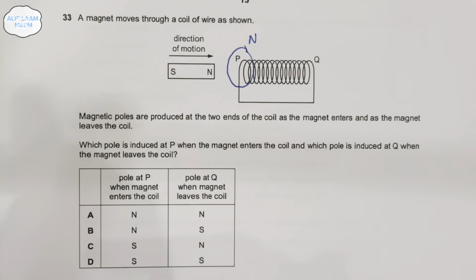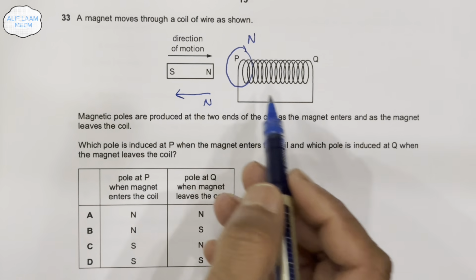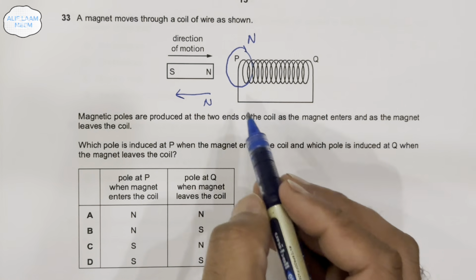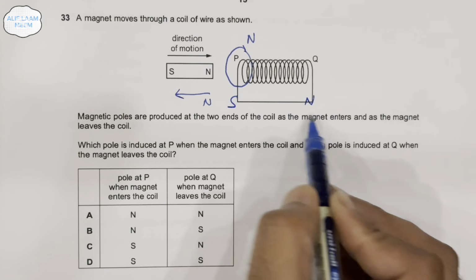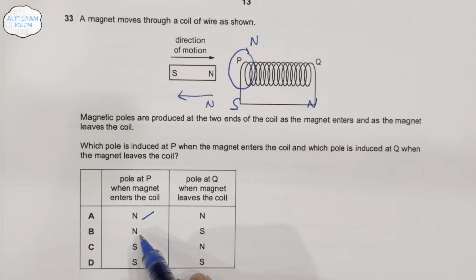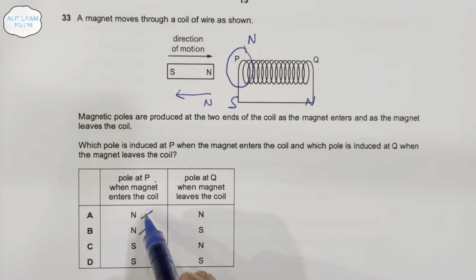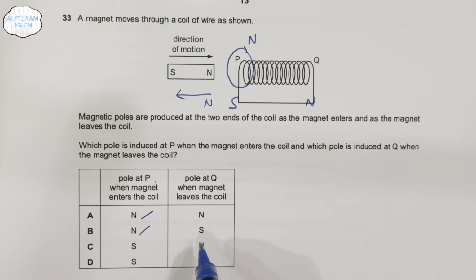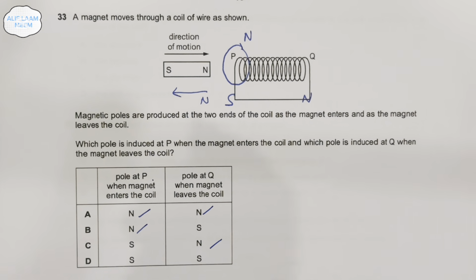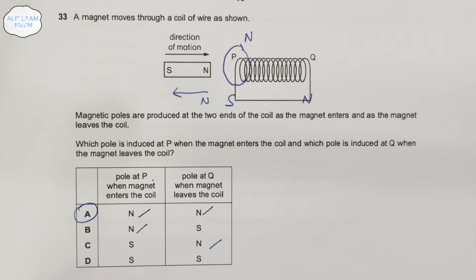When it leaves, what would happen? When it leaves, it means north is moving that way, so it will oppose this movement, and this would become south and this will become north. So when it enters, it should be north at P, and when it leaves, it should be north at Q. So option number A and C are carrying that. Option number A is carrying both the ticks, so option number A is correct.